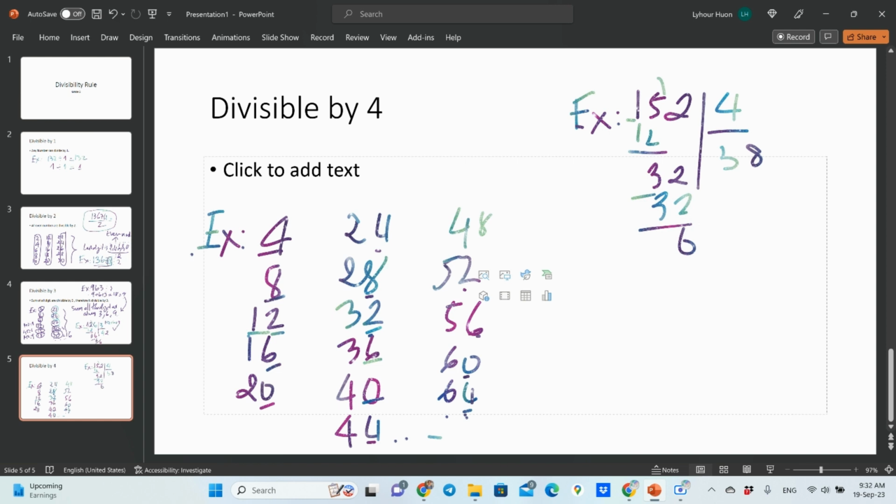My bad. What if we know that it ends with 4, 8, 2, or 6? So what if it ends with 4? What about 154? Now it ends with 4. Will this be divisible by 4?